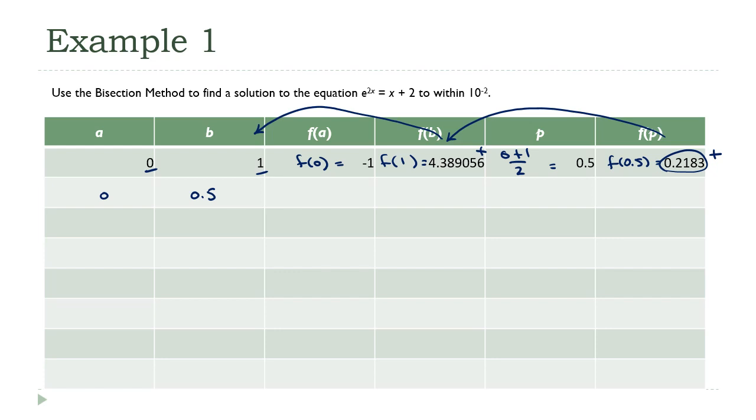And now we just do it again. f of 0 is still negative 1. You calculate f of 0.5. The new midpoint is 0.25. And you calculate the value of the function at 0.25. Come up with a new interval.